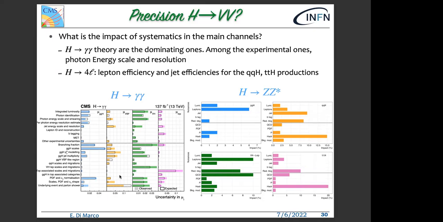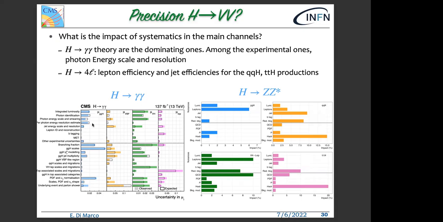For example, in gamma gamma, the experimental ones are the first ones here, and you can see the main one. There is something common, which is the luminosity uncertainty, which is fundamental for cross-section and common to all the channels. For the gamma gamma, of course, you have a contribution from the photon identification, where you can improve by improving the data to Monte Carlo agreement, the Monte Carlo description of them, for example, with the use of multivariate regression techniques.